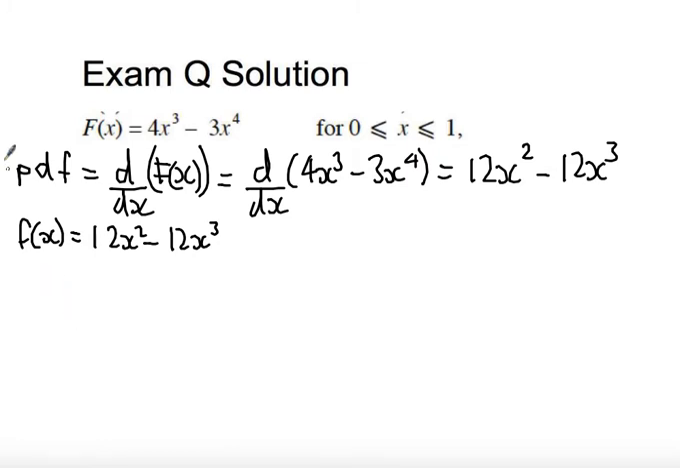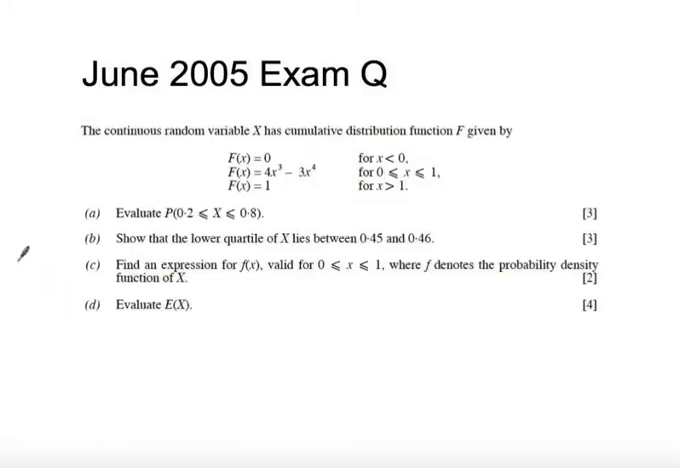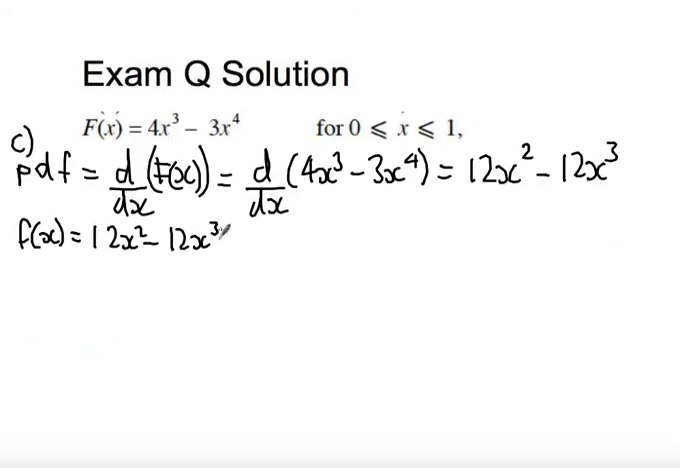Okay, so that was part C. Let's finish off the question now by looking at part D. Part D asks us to find the expectation of x. So what we know now, this is the reason why we've got the probability density function.